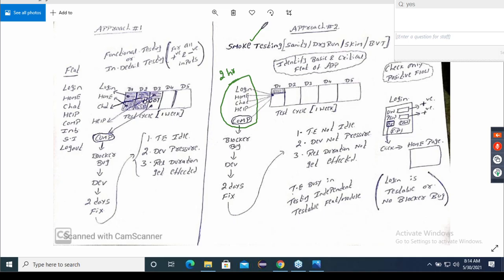Two hours I did smoke testing, but I didn't find even a single blocker bug. Possible? Good. Now tell me, so 2 hours you have wasted. Is it a right question? 2 hours you have wasted.